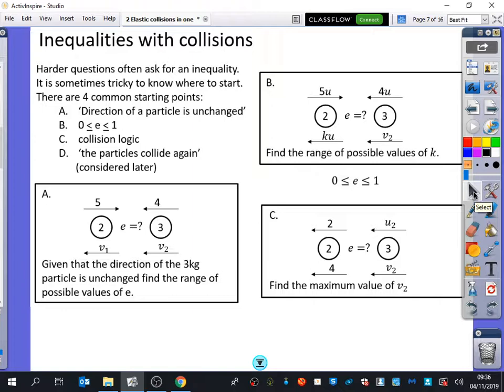So the first starting point is the one that we've just talked about. You know the bit I highlighted in yellow and I said that's the important thing: the direction of a particle is unchanged. They've got them as V1 and V2. It says, given that the direction of the 3 kilogram particle is unchanged, find the range of possible values of E. Well, what would be the inequality that we would be saying here? What would be the starting point, like where we previously said x is greater than 0? What would we say for this one?